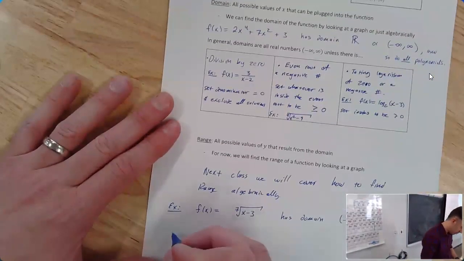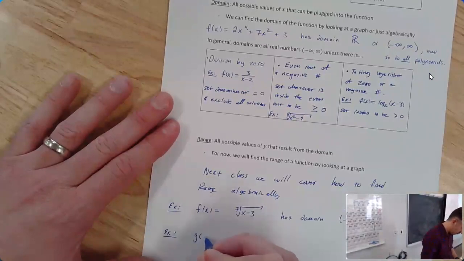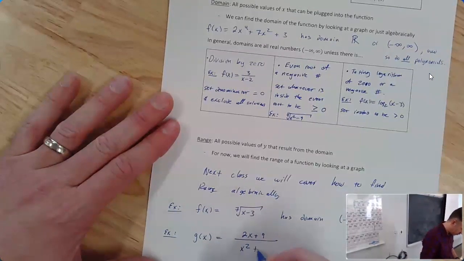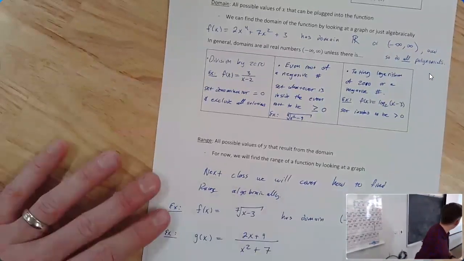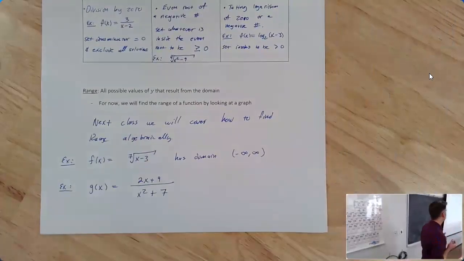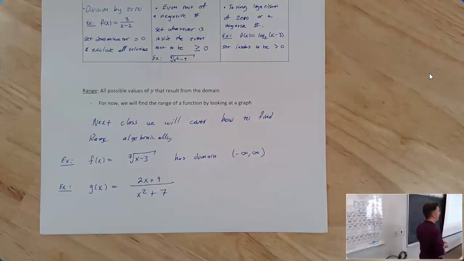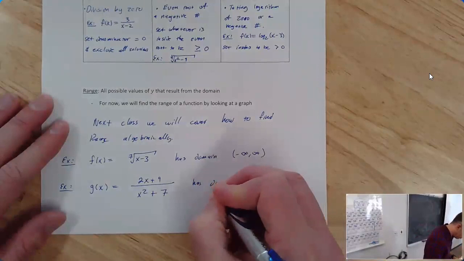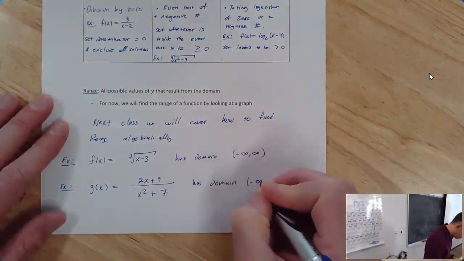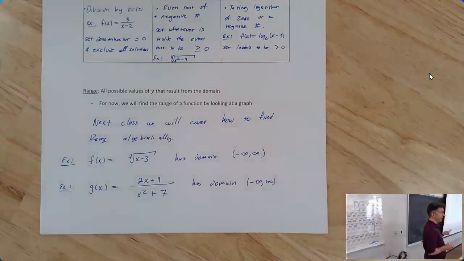In a similar way, so does this function: 2x plus 9 over x squared plus 7. Whoops, you can't see that very well, sorry. Even though this one looks like you could possibly have division by 0 because there is a fraction, that denominator is never going to equal 0 because it's always greater than or equal to 7. So this one also has domain everything. There's no logarithms, there's no even roots, and the denominator never will equal 0. So just a couple examples of things that are defined everywhere.